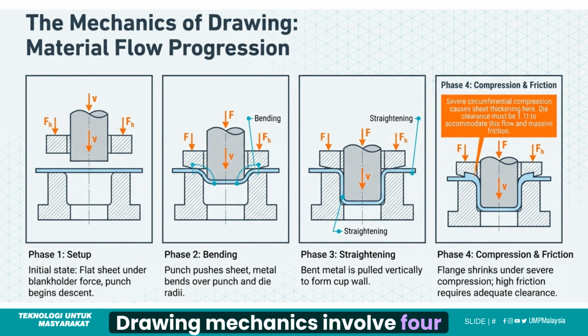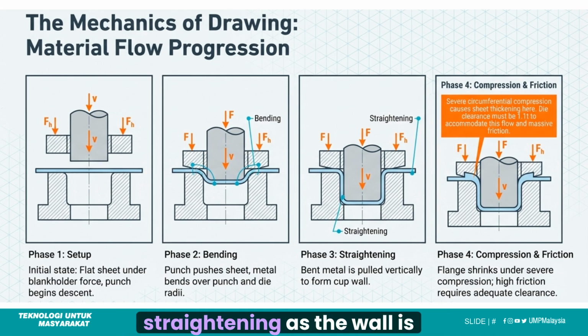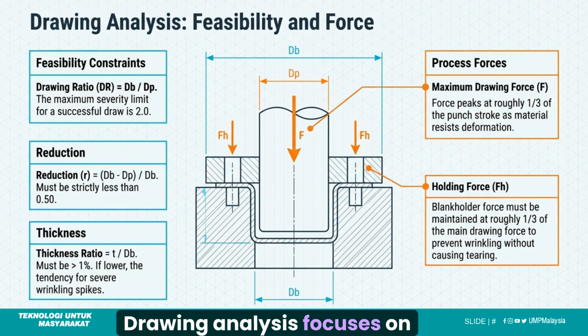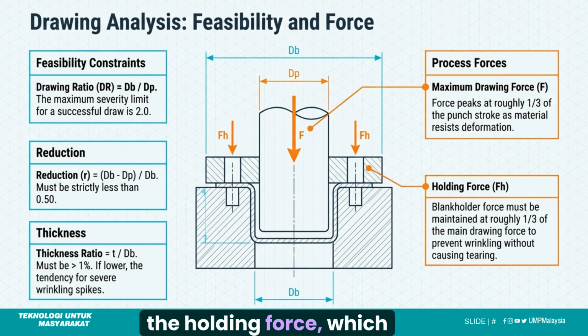Drawing mechanics involve 4 phases: setup, bending over the punch and die radii, straightening as the wall is formed, and finally, compression and friction where the flange shrinks. Drawing analysis focuses on feasibility and force. Feasibility constraints include the drawing ratio, reduction, and thickness ratio. Process forces include the maximum drawing force and the holding force, which prevents wrinkling without tearing.